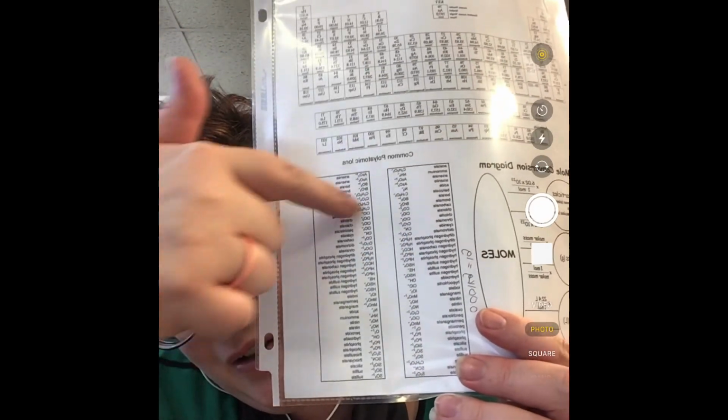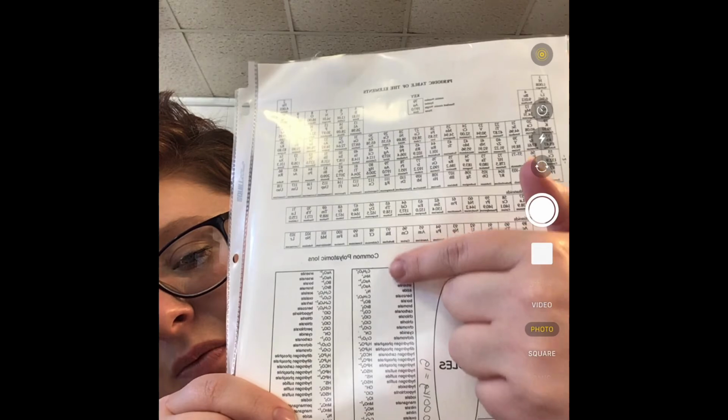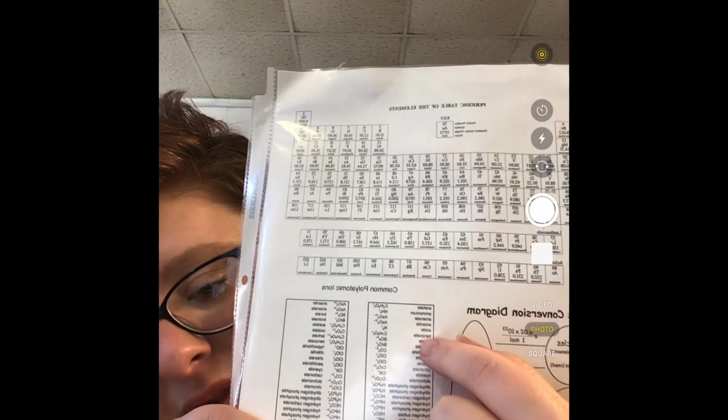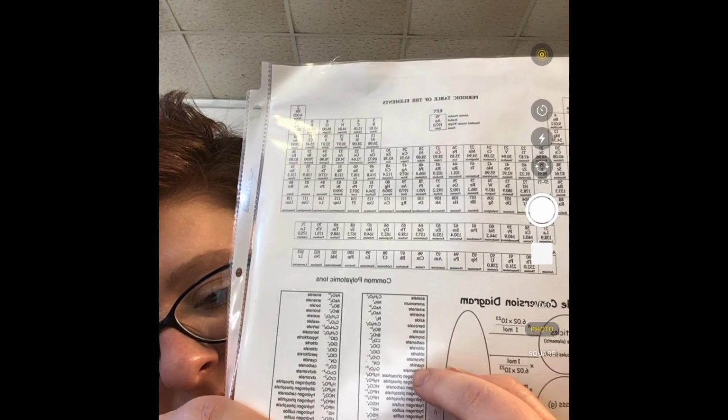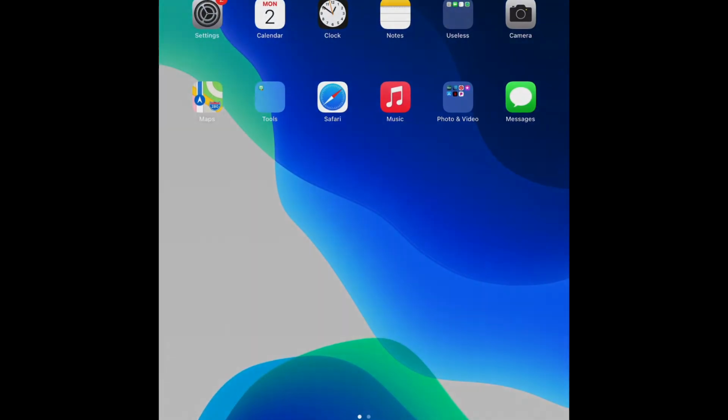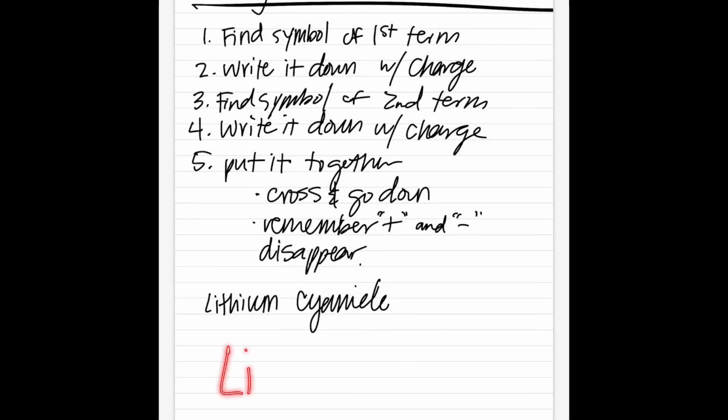And then I flip this over and look at this list right here. Now cyanide, remember this list is alphabetical by name. I have the name here, so cyanide is, I'm so sorry, this is backwards. There it is right there, CN-. So now I'm going to go back to my notebook, and we're going to write this down. Okay, so I have Li+ and CN-. So I did step 2 and step 4 just now, and step 1 and step 3 I did when I went to the periodic table. Now, if you want to do this in 1, 2, 3, 4, 5 order, that's fine. I don't care. All right, so all I do now is number 5, put it together.